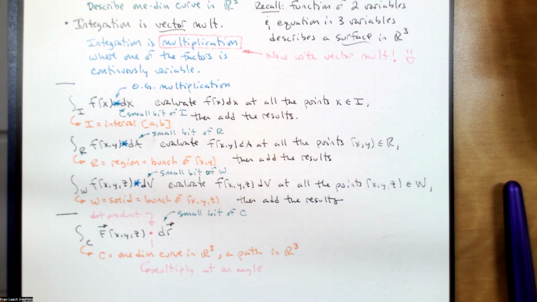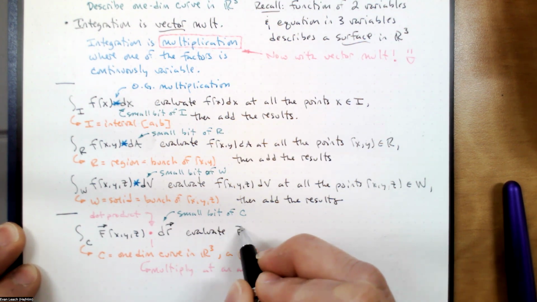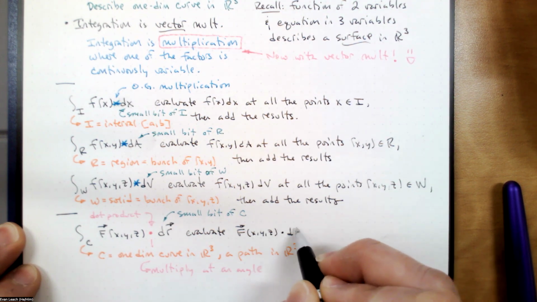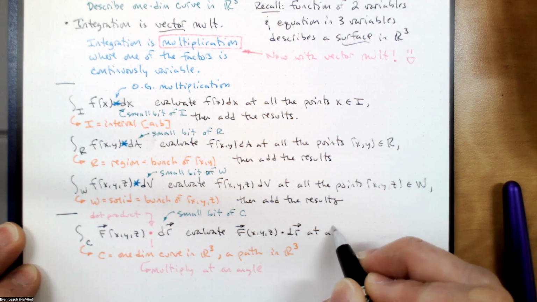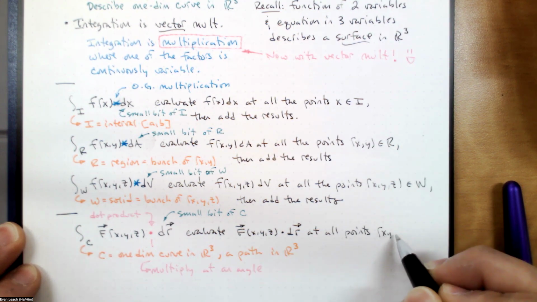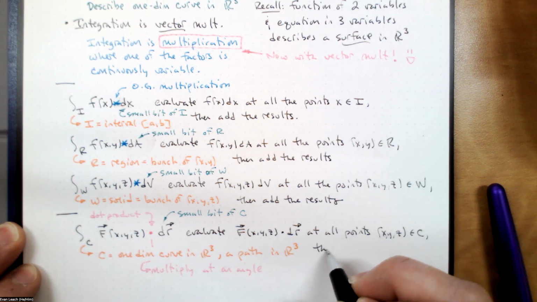Once we multiply at that angle, once we calculate this at all the different points, as the vector field changes and as the curve travels through the space, we evaluate F at x, y, z dot dr at all the points on the curve, then add the results.